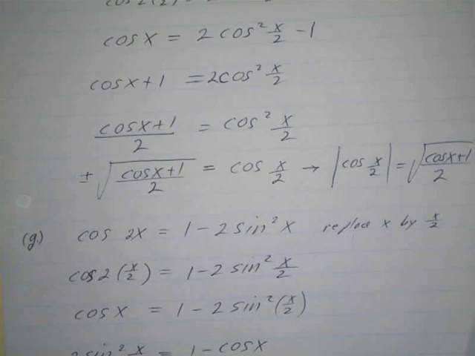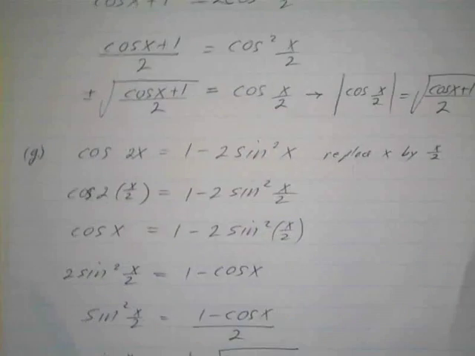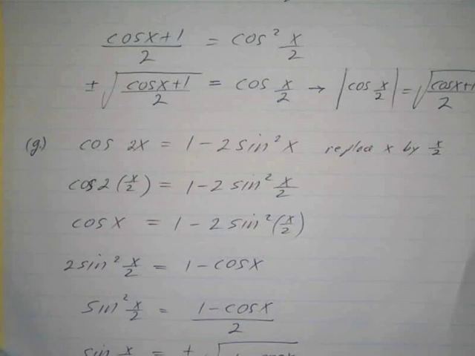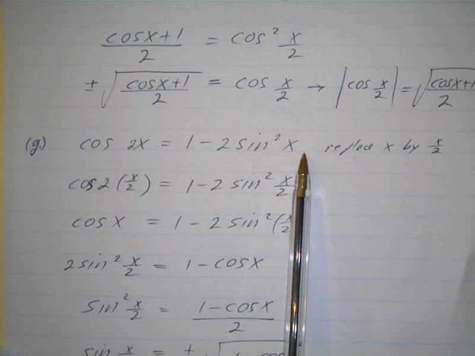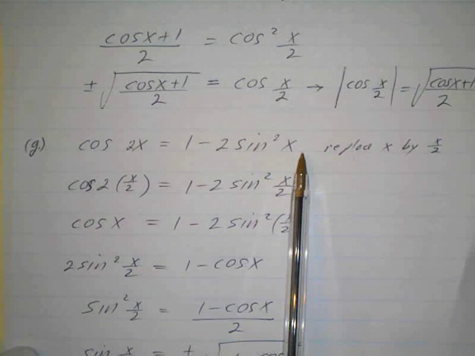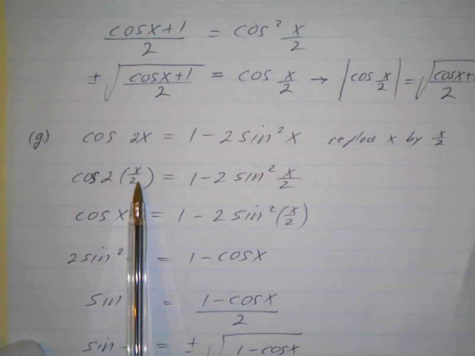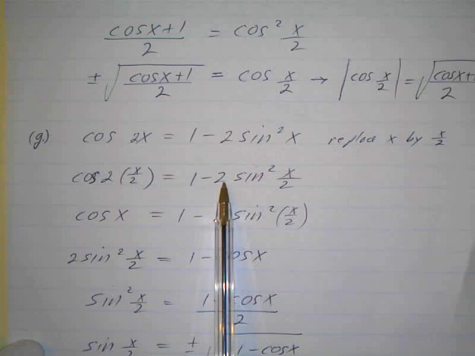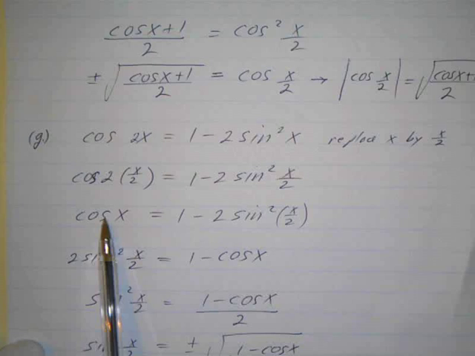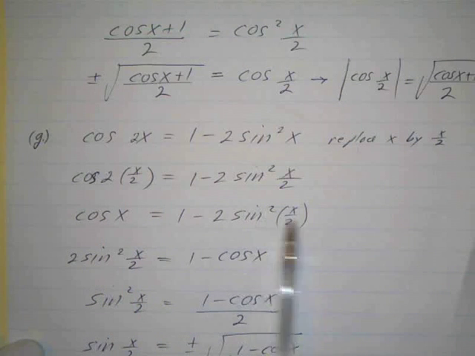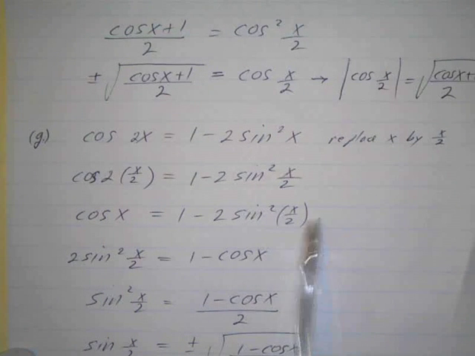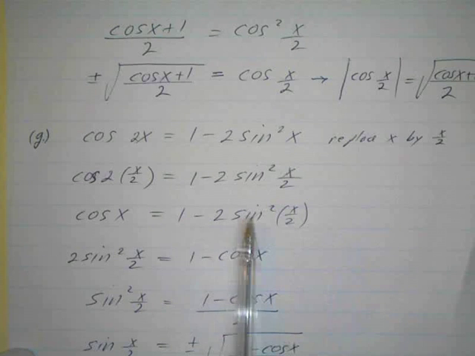And the last one, we'll do the same thing, except we're going to use letter E. This one is what we derived in letter E. And again, we'll replace x by x over 2. So the cosine of 2 times x over 2 equals 1 minus 2 sine squared of x over 2. So that's, again, just x.